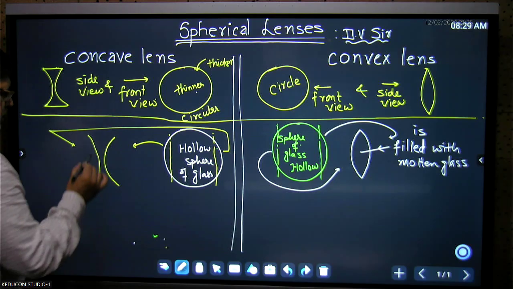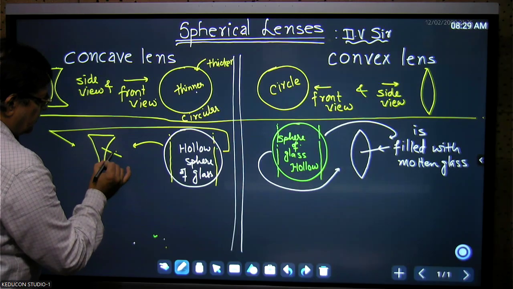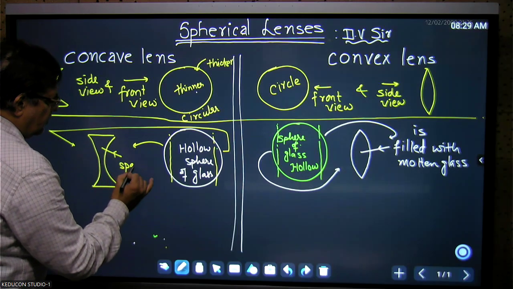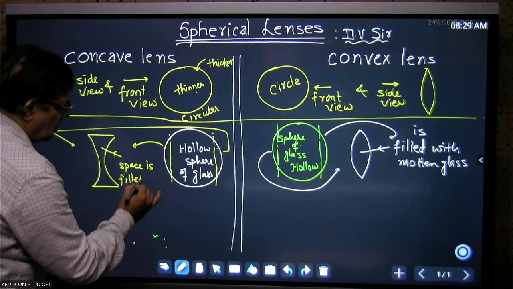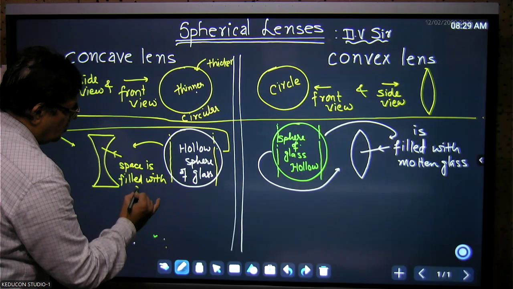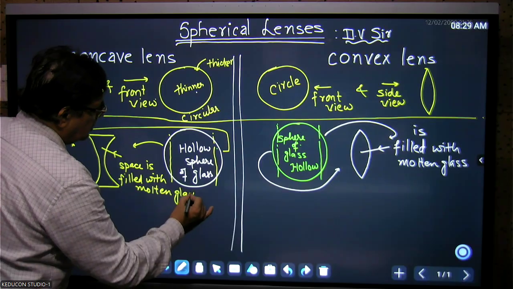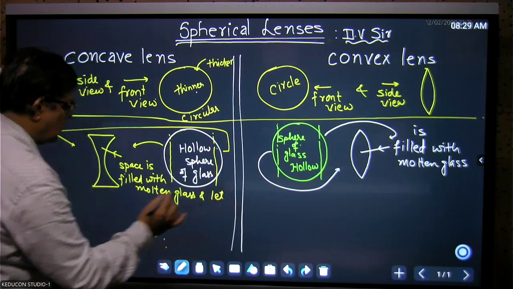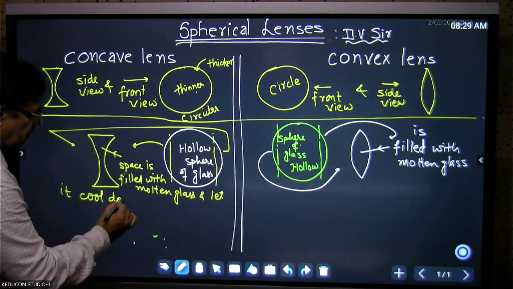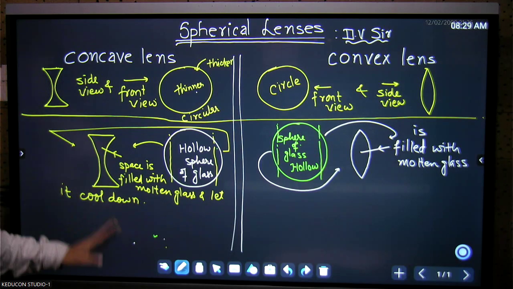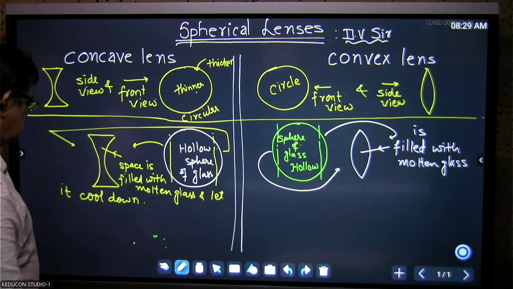Right? So inside space, this space is filled with molten glass. And let it cool down gradually, let it cool down to room temperature. And this is how we make the biconcave lens.